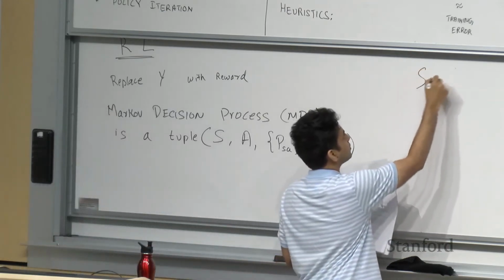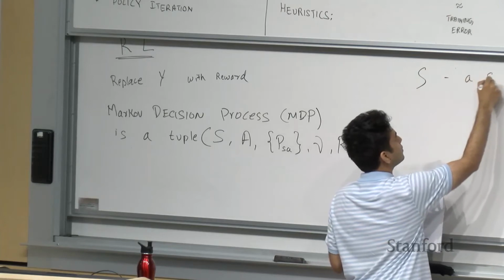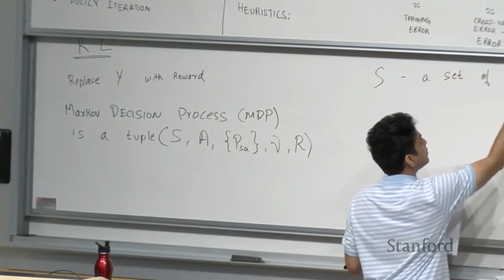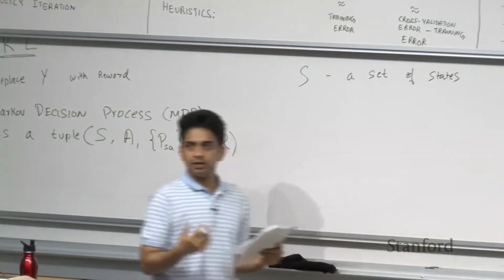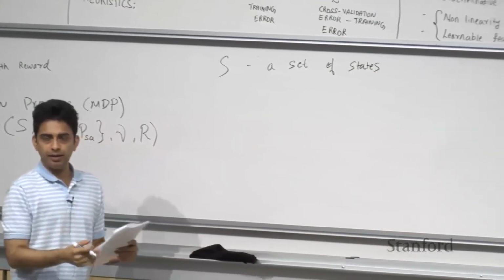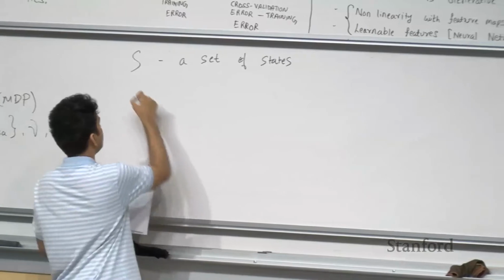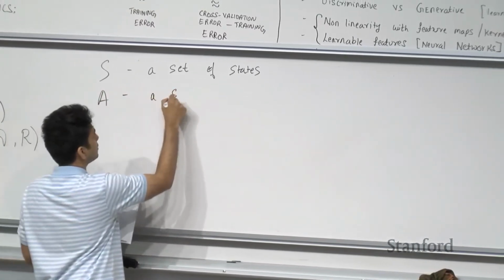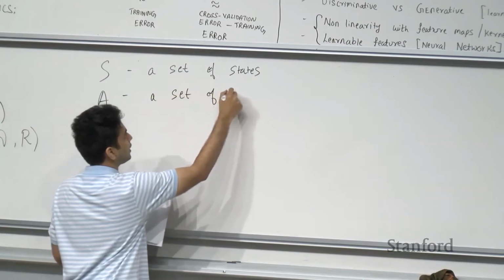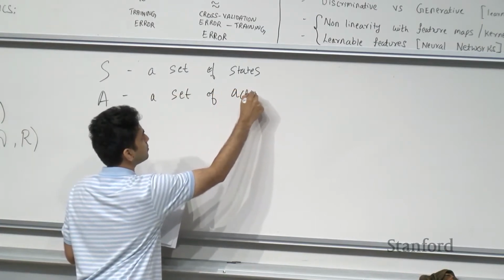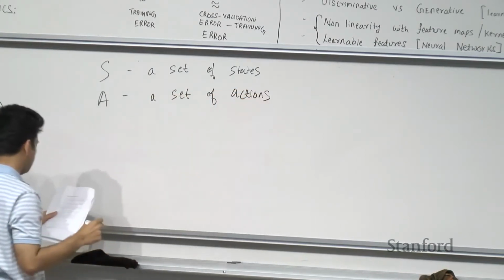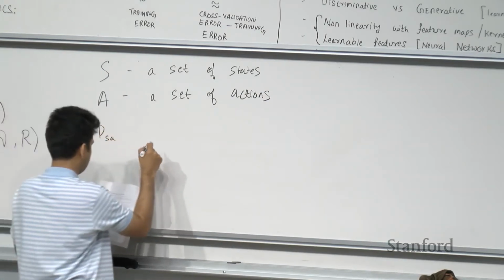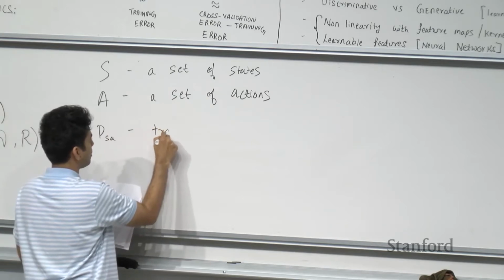S is a set of states. It is the set of all possible states that our agent can currently be in. A is a set of actions, right? P_SA are transition probabilities.